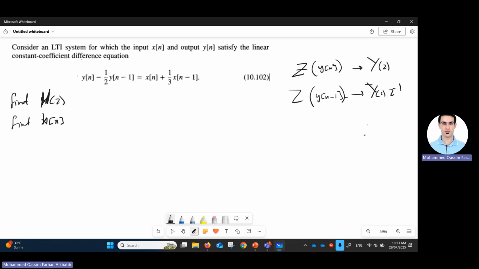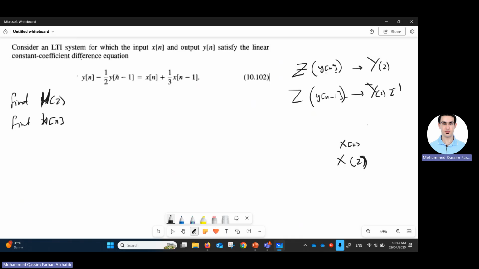Does it not? You mean this? On the screen. Okay, see, that's the thing. In discrete time, we have x of n, we have the square brackets. The z transform is continuous. So we don't have it like x of z. No. It's x of z.